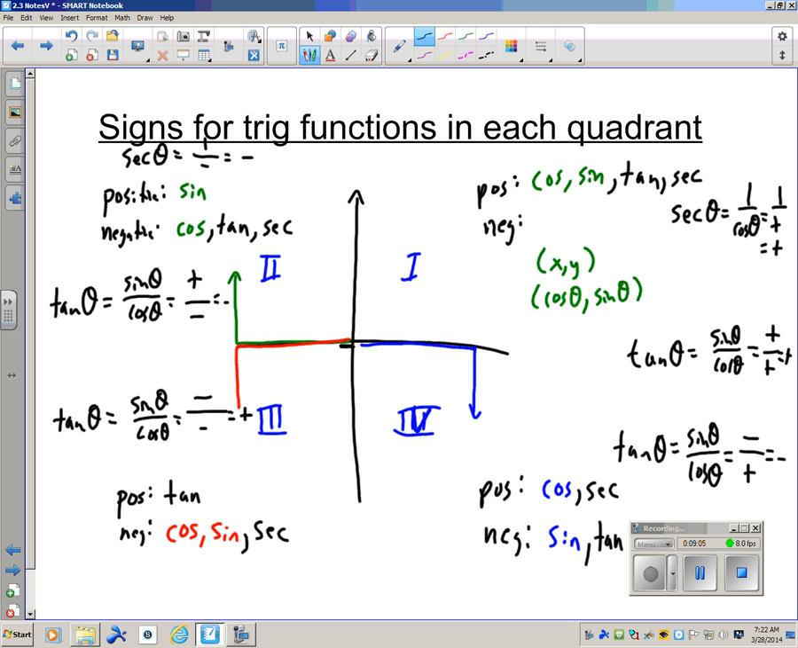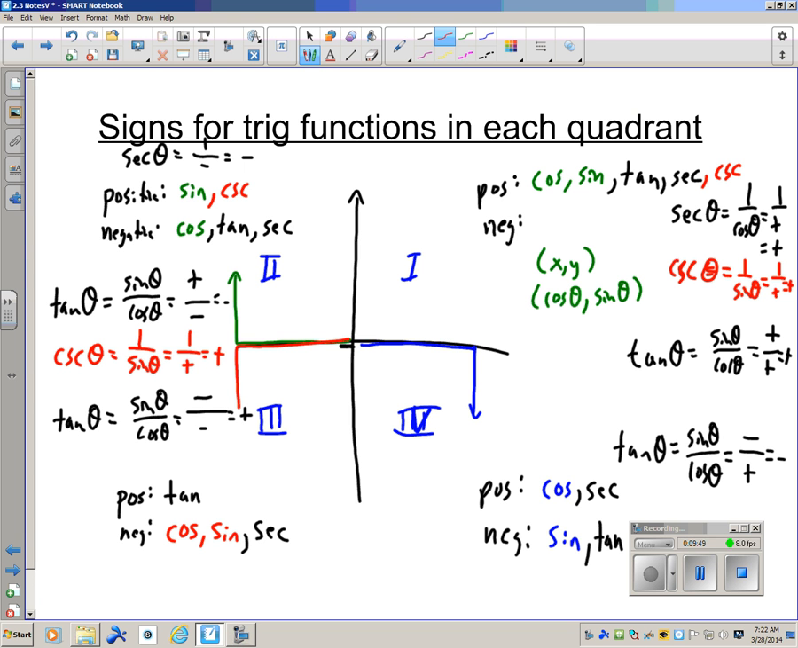Then looking at sine, we can do cosecant next. So cosecant of theta is 1 over the sine. The sine there is positive, so it's 1 over a positive, which is a positive. So cosecant is also positive. And coming over here in quadrant 2, I can also look at cosecant. Cosecant is 1 over the sine. The sine here in quadrant 2 is positive, so 1 divided by a positive is a positive. So cosecant is also positive along with sine.